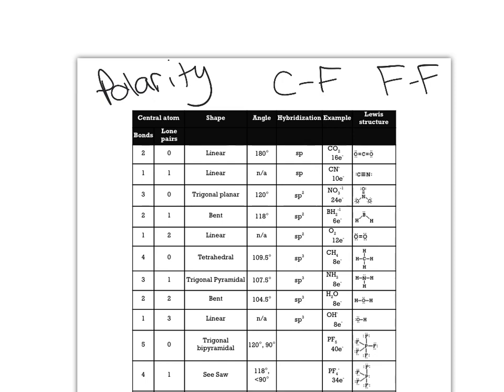So a CF is not actually a molecule. The molecule would be CF4. That's an F, sorry. And obviously there'd be dots. And because all of those cancel out, this is symmetrical, nonpolar.